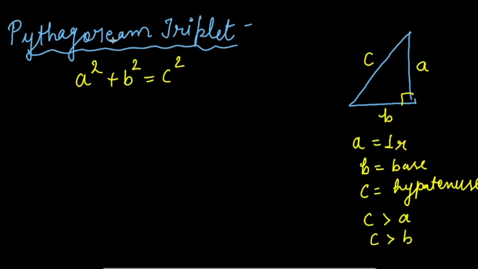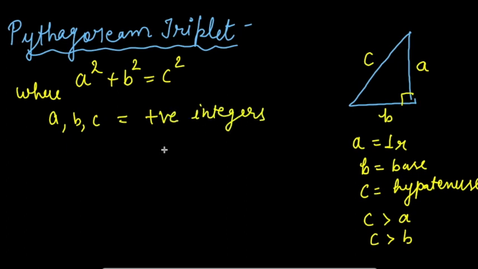So here A, B and C will be positive integers. Positive integers means, if you understand it from the number line, this is your 0. On the right hand side of the 0 we have positive, on the left hand side negative, so they will always be greater than 0, right? Then only they can be the positive integers.